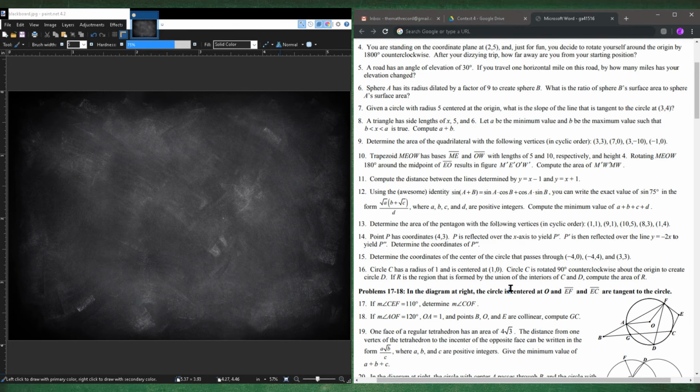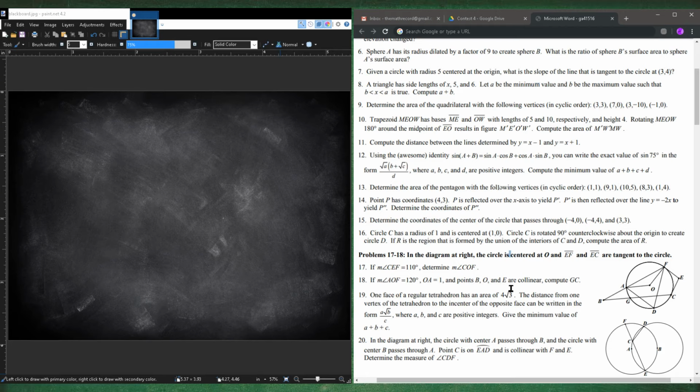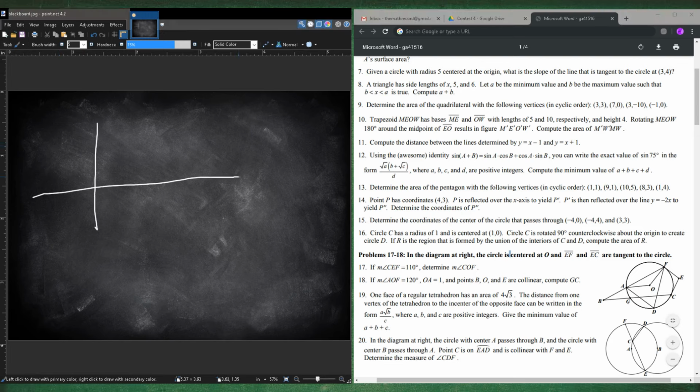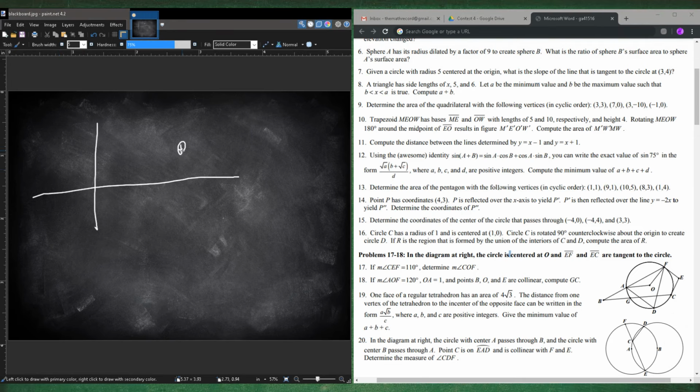Number 14. Point P has coordinates 4, 3. P is reflected over the x-axis to give P prime. Okay, let's actually just start working with this already. So we have 4, 3 right here, and it's reflected over the x-axis, so it's going over here. So if this is 4, 3, right, then this is 4, negative 3. So you get P prime.